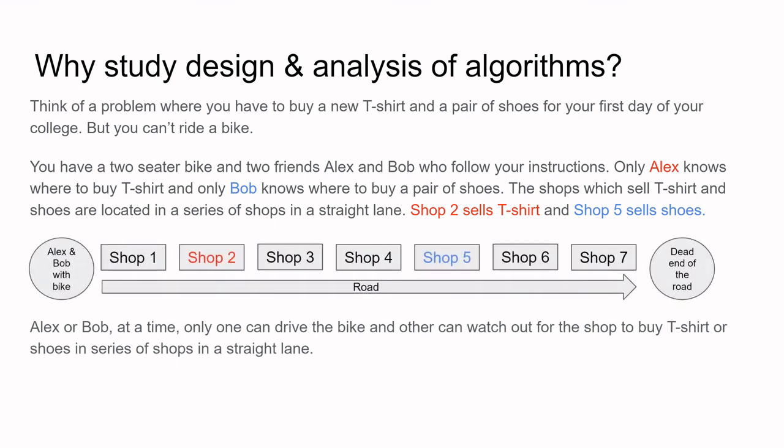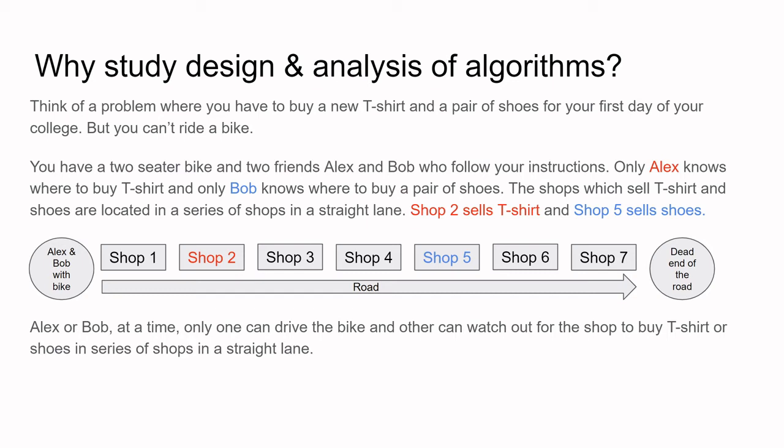So we could visualize the scenario as we see here in the form of a diagram. So shop 1, shop 2, and so on to shop 7, and that's how the road follows, and there is a dead end of that road. Another condition is that either Alex or Bob would be driving the bike at a time, and when one is driving, he cannot watch out for the shop. Only the person who's sitting behind the driver on the bike can watch out for the shop, which he knows what to buy from.